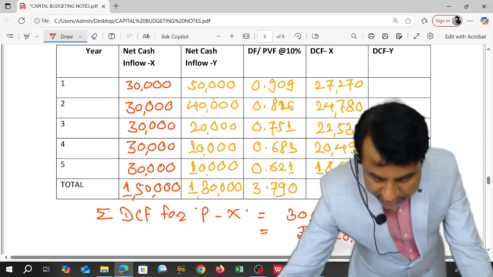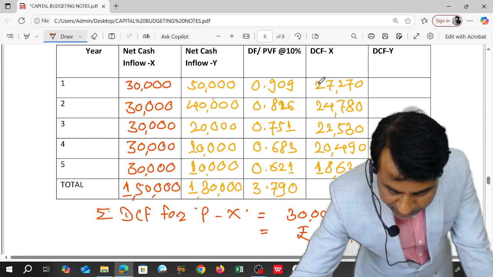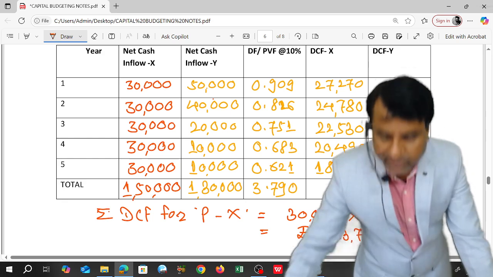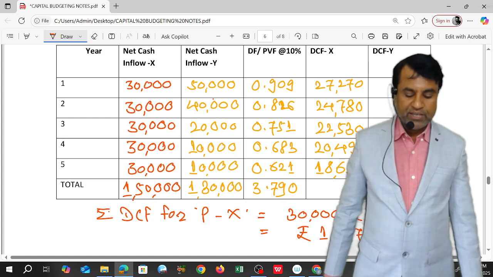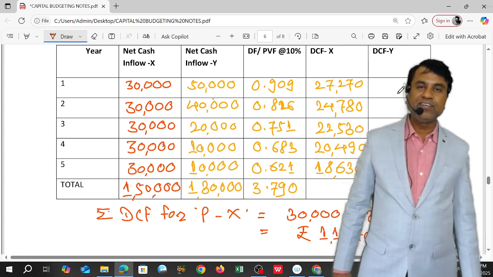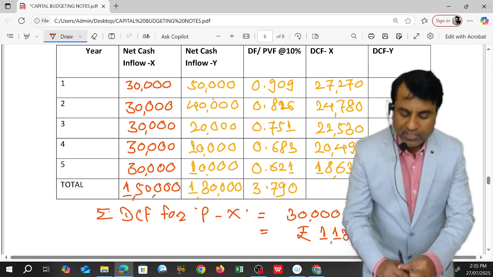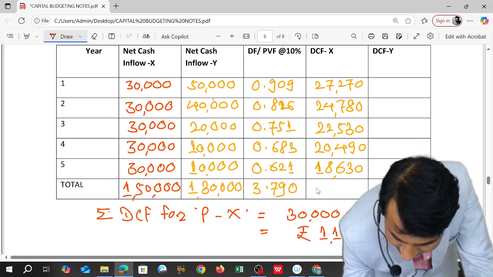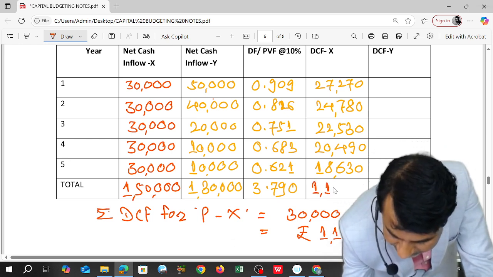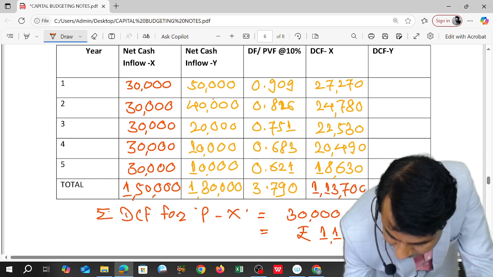And another thing, you calculated individually right now, that total will also come 1,13,700. If you add 27,270 plus 24,780 plus 22,530 plus 24,90 and then 18,630, your total will again come the same, that is 1,13,700. So do remember, students, in case of annuity, you need not make the table.